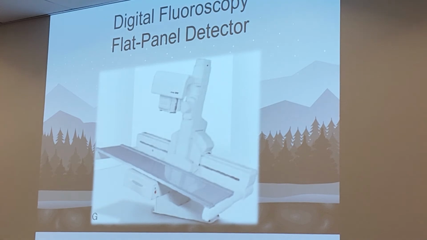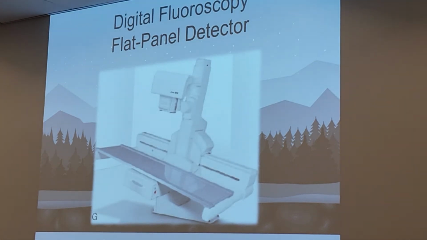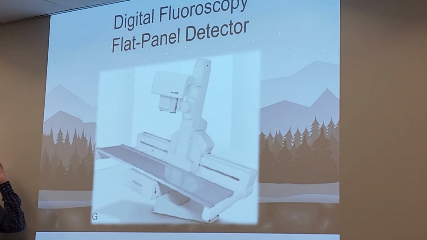Then there is digital fluoroscopy, even fancier technology. Back in my day, we had the older type, but some places now have digital fluoroscopy. The idea is the same, it does the exact same thing, but it uses digital technology instead of analog technology. So it's smaller and more compact, but the whole purpose is the same.